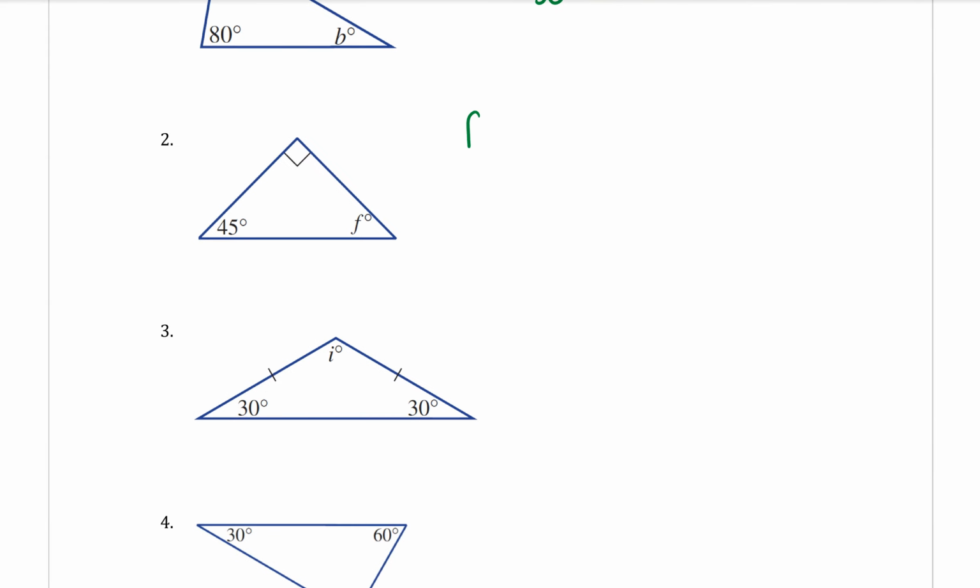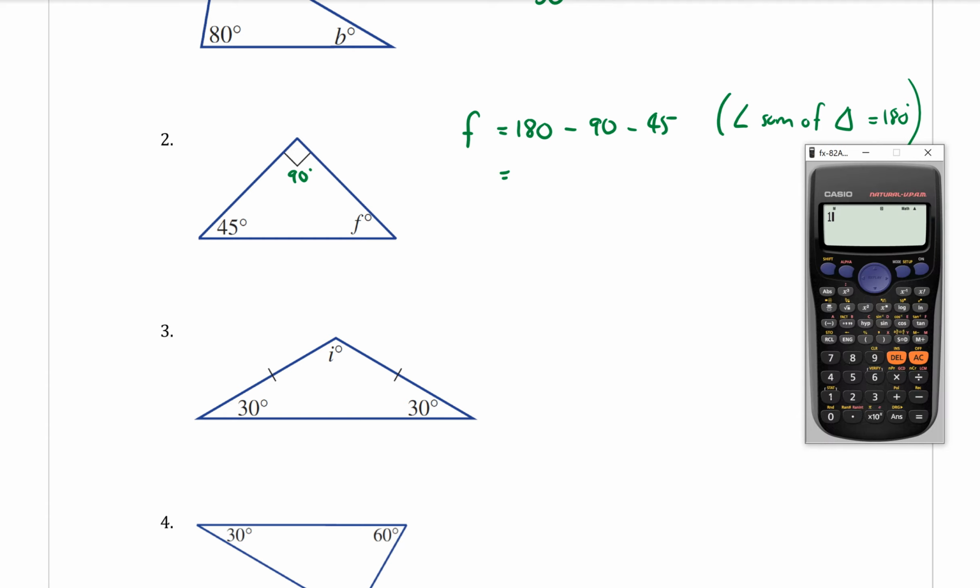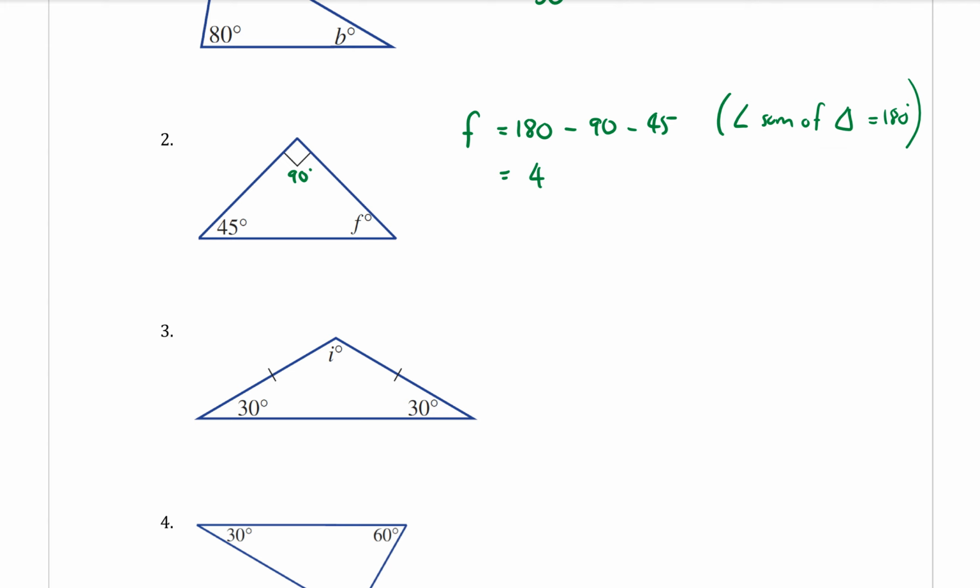Let's do it again for the second one. To find f, because it's a triangle, it's going to start with 180 degrees and we subtract off the other angles. I subtract off 90 degrees for that right angle, and I subtract off 45 degrees as well. Write the reason in brackets. Angle sum of triangle is equal to 180 degrees. Then use your calculator. So that last line there, f is equal to 45 degrees.